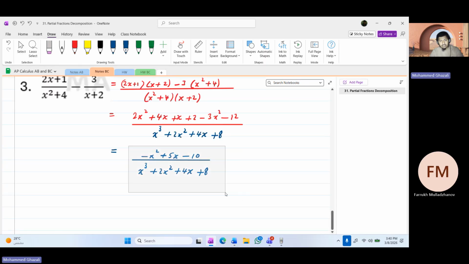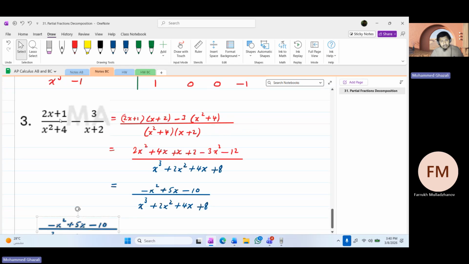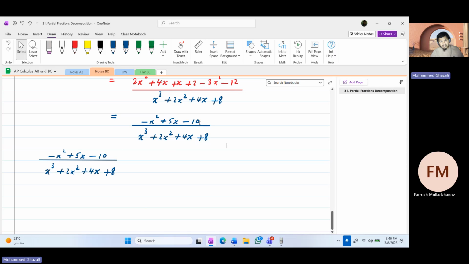Okay, so now we want to take this. That's my new question, right? We want to take this and come back to the original problem, okay? Because this is my algebraic fraction. This is the simplified form.